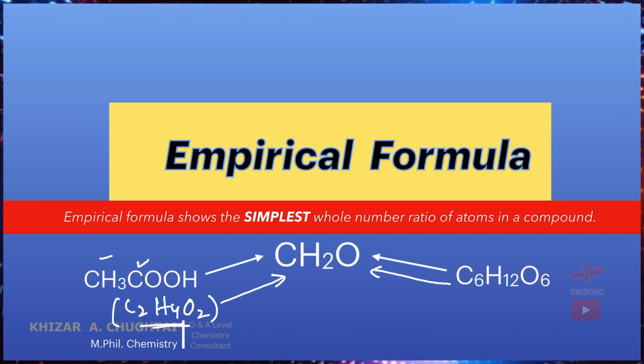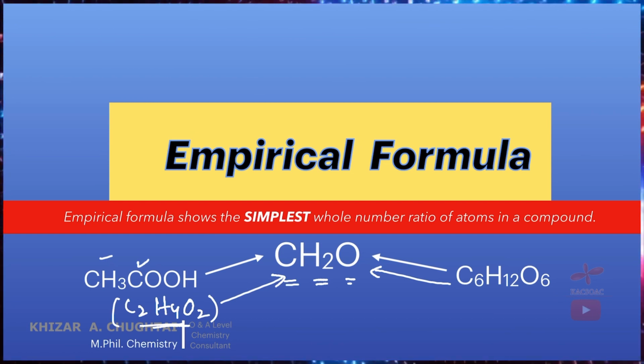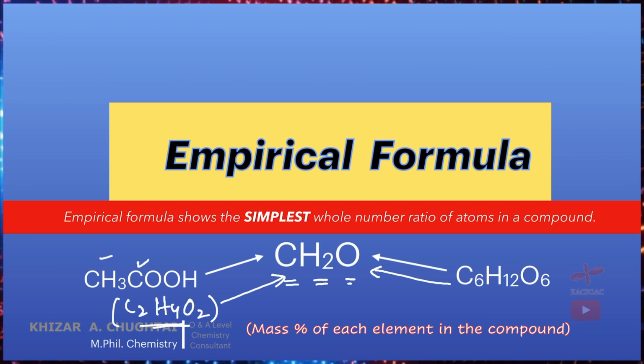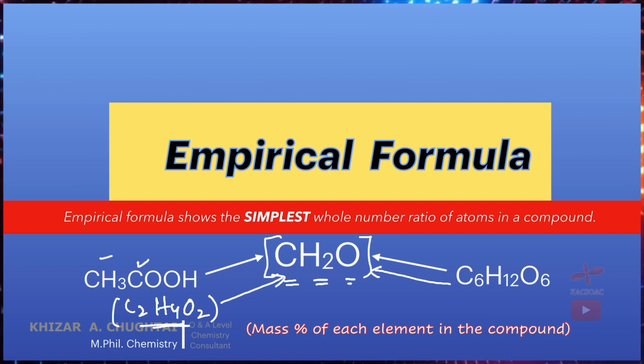However, it's going to tell us the ratio of the elements in a compound or the percentage of the mass of the elements in a compound. So it is basically used to check the percentage composition, to check the percentage of mass of different elements in a compound, and so on.